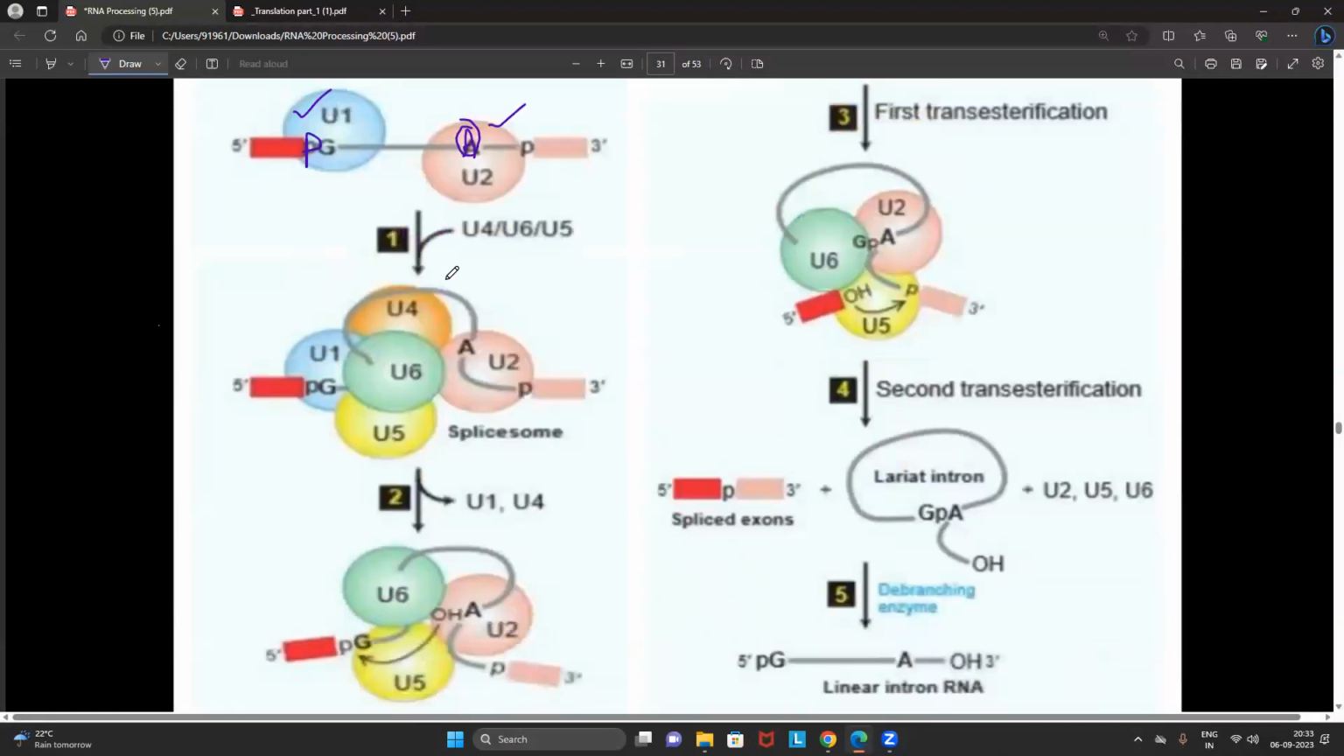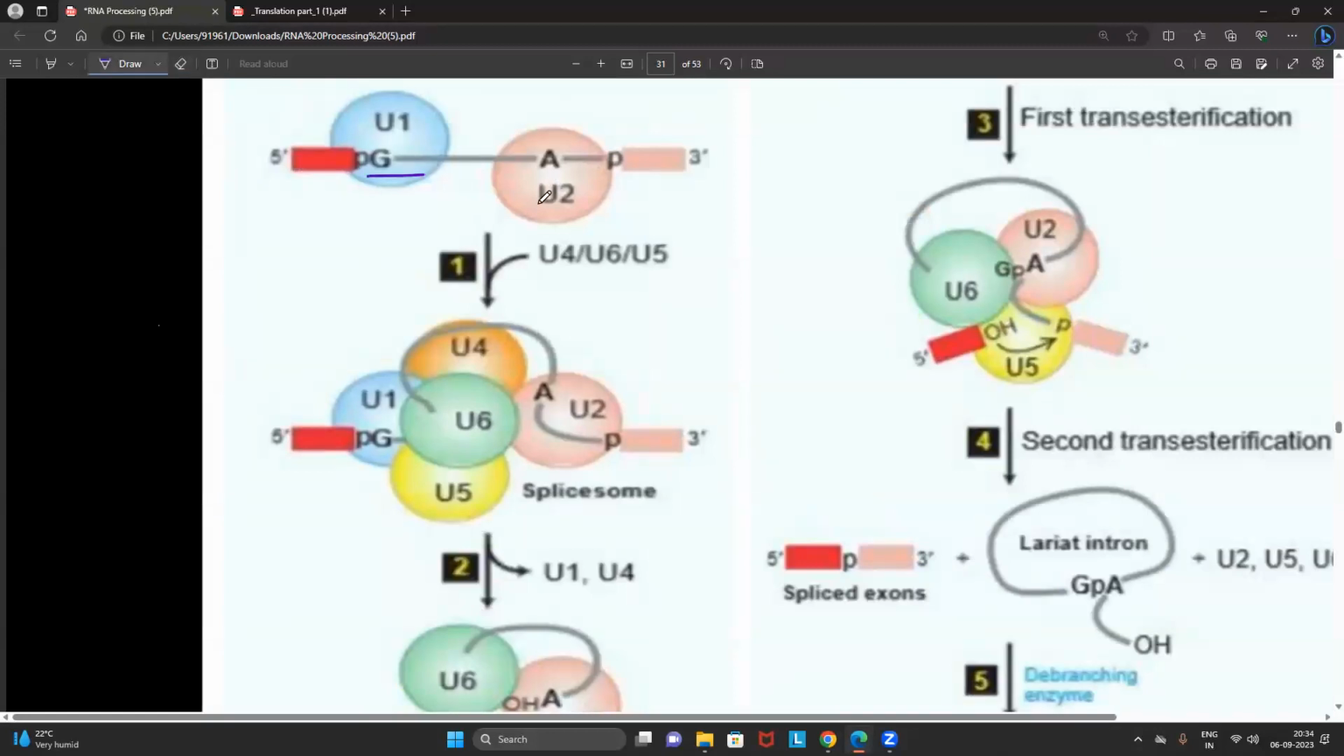Now look into this. What's happening now? U1 attaches to the 5' splice site. U2 attaches to the branch point. Then U1 and U2 are going to recognize another complex. What are they going to recognize? U4, U6, U5. We can call it the ternary complex or tertiary complex, widely called ternary.